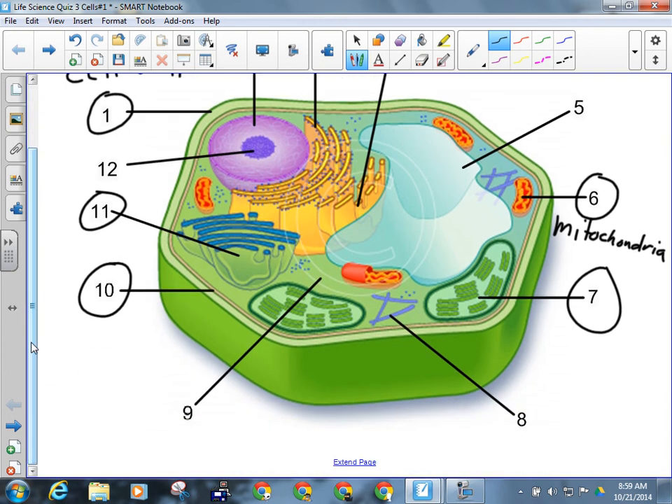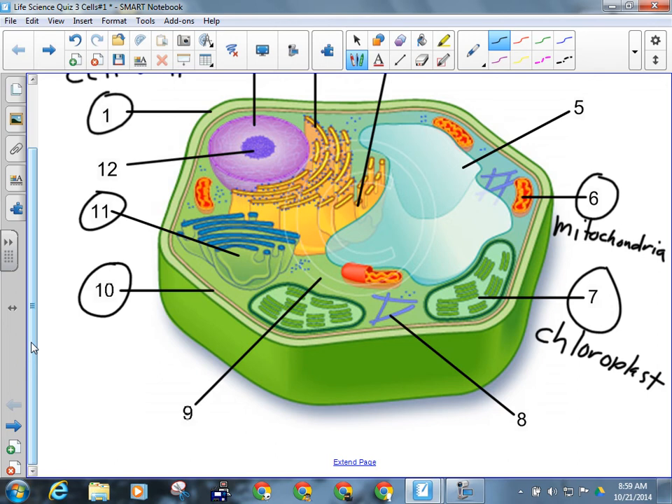Number seven is the chloroplast, and its job, summed up in one word, is photosynthesis. If they wrote makes food for the cell, I'll accept that today, but in the future, I want photosynthesis, because that's what it really does.